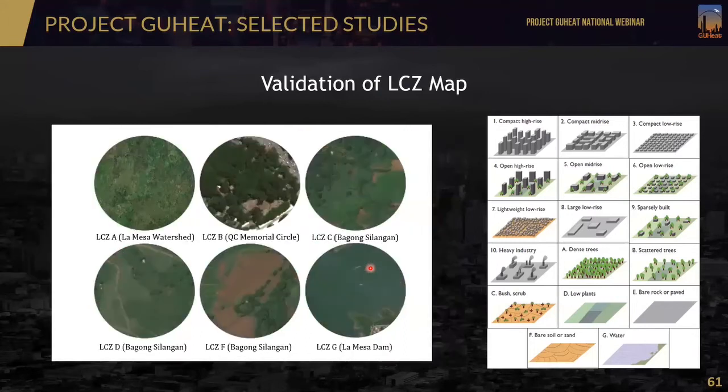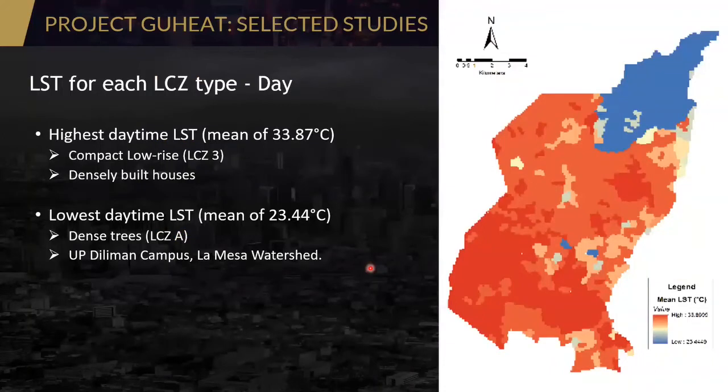And for the vegetated areas, we can see different configurations as well: trees dominated, as well as those with shrubs and open areas, including also water areas. If we summarize the daytime land surface temperature, we can see that the compact low-rise and areas dominated by densely built houses would have the highest daytime LST. The lowest daytime LST can be found in areas with dense trees, as well as in the UP Diliman campus and also the La Mesa watershed.